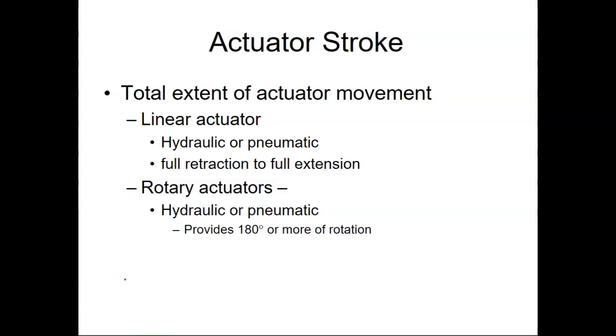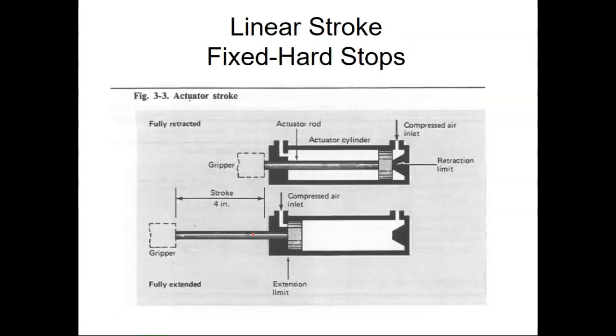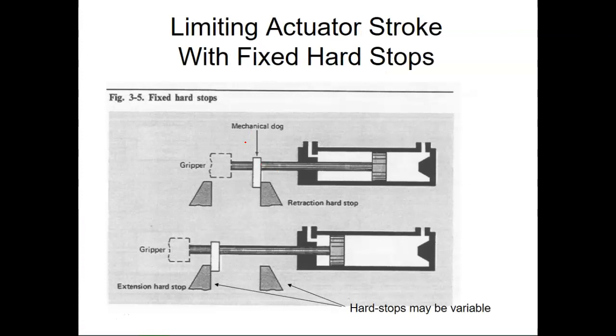So rotary actuators, how much rotation does it have? So here's your actuator stroke. Again, it's how far does the cylinder extend versus how far back does it retract. And these are hard stops. They can also be called, this one's got a collar on it, which they're calling a mechanical dog, which is just a way to catch the cylinder between the different stops. Does that make sense?